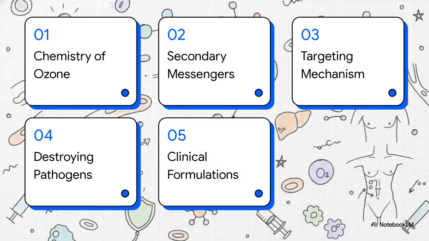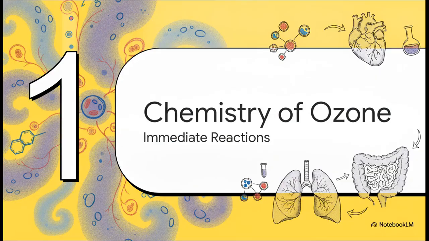Here's how we'll break this down today. First, we'll look at the chemistry of ozone. Then, move on to the secondary messengers. Third, we'll explore its selective targeting mechanism, followed by destroying microbes and viruses. And finally, we'll wrap up with formulations in clinical practice. All right, starting off with part 1, the chemistry of ozone.